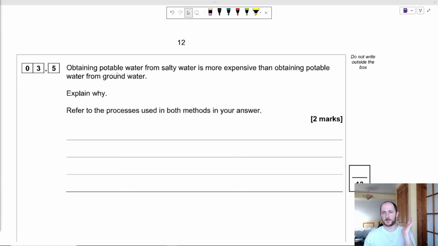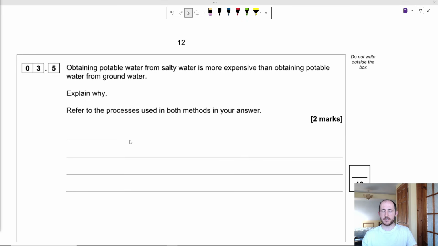So here we have, obtaining potable water from salty water is a lot more expensive than obtaining potable water from groundwater. We need to explain why. And we need to refer to the processes used in both methods in your answers. So what this means is, because there's 2 processes and 2 marks, I want to do 1 bullet point for the salty water and 1 bullet point for the groundwater.